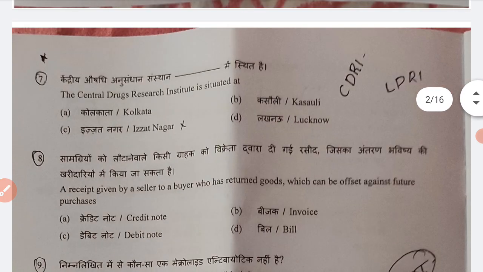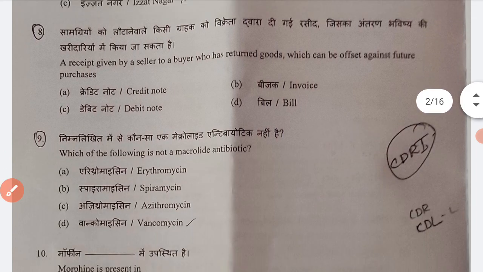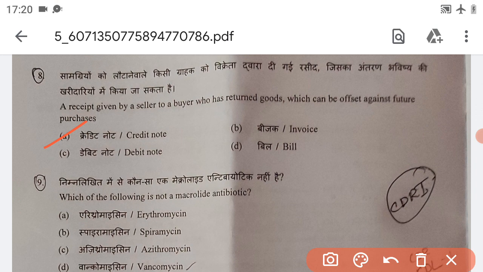Next, the Central Drug Research Institute is situated at Lucknow, UP. Next, a receipt given by a seller to a buyer for returned goods, which can be offset against future purchases, is a credit note. The right answer is credit note.